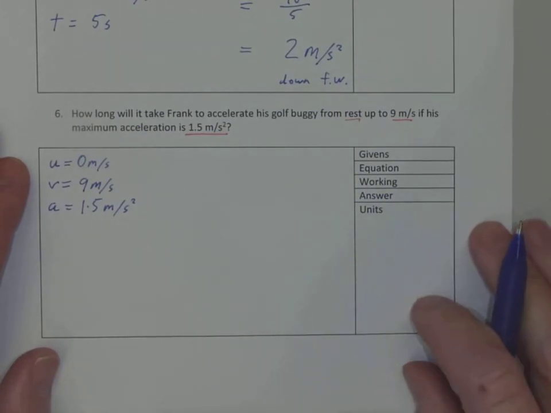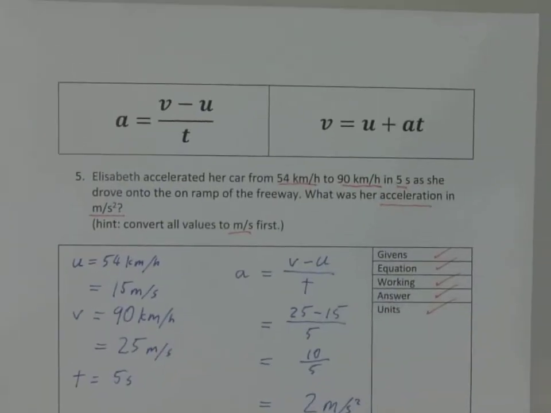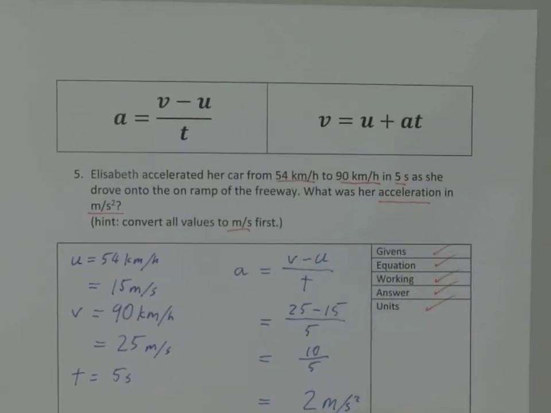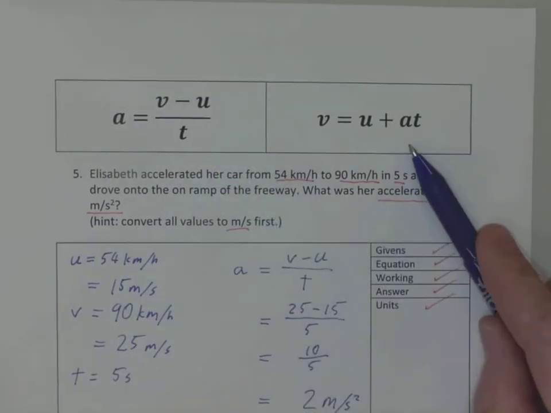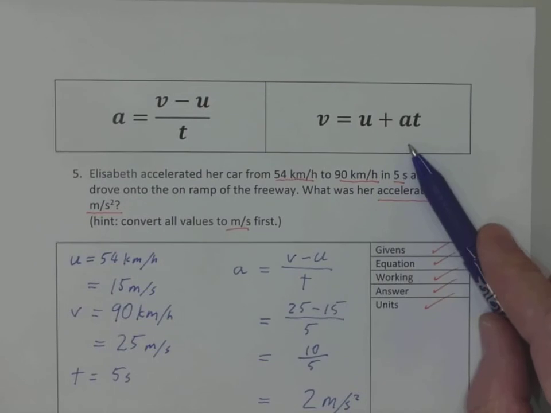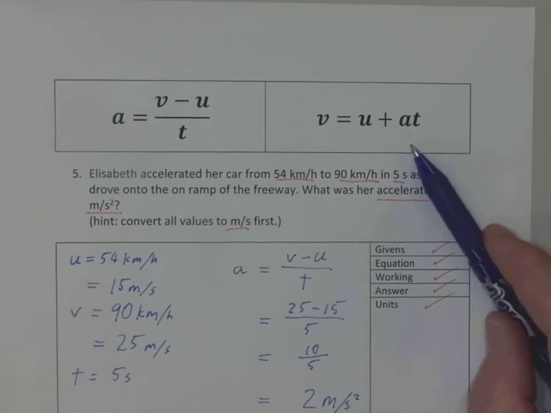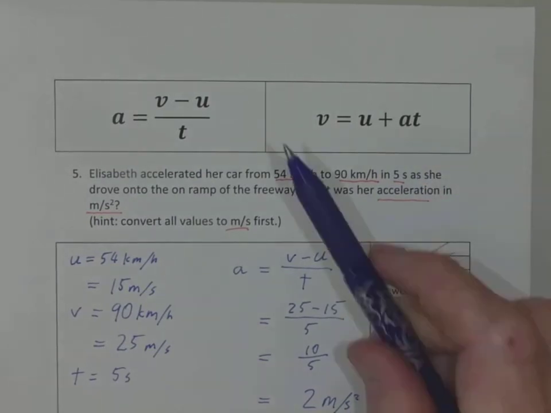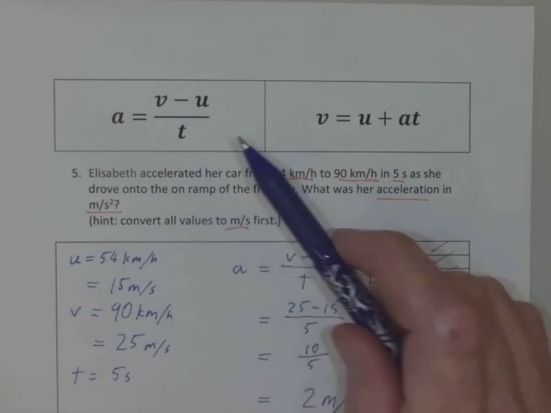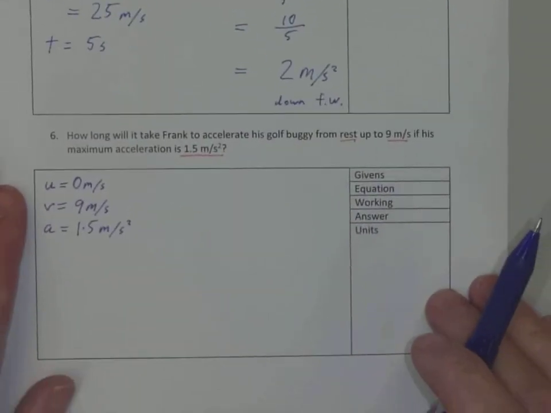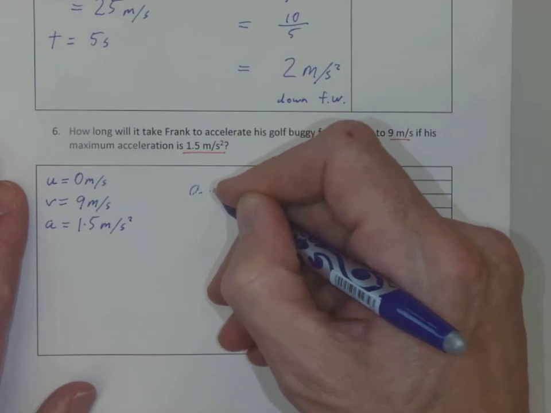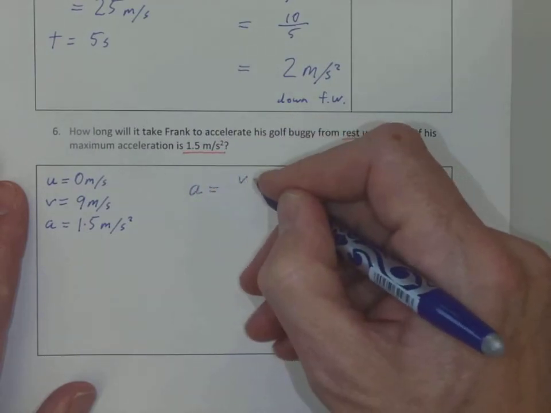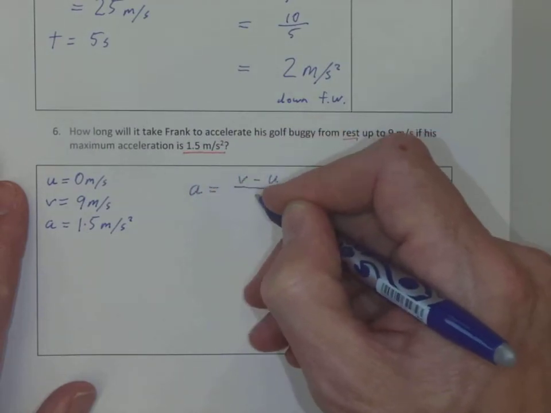Okay, so we're going to use an equation. Which one are we going to use? I want time. But in this equation, time is on the right-hand side, not by itself. And in this equation, the time is on the right-hand side, but not by itself. So I'm going to have to rearrange this equation. I'm going to work with this one. Experience tells me to work with this one. So I bring it back up here and I say, okay, great. A equals V minus U over T.